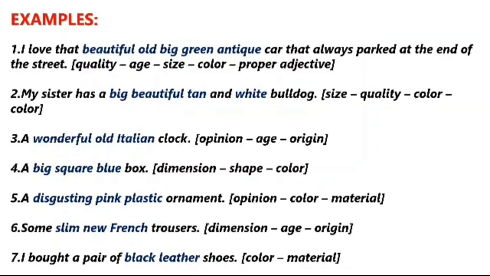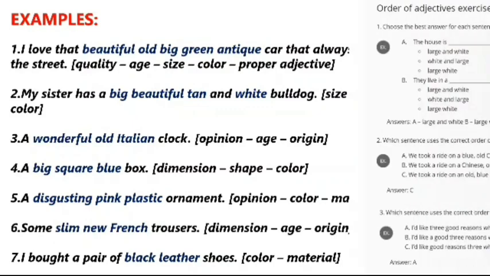Opinion, age, origin. Fourth, a big square blue box. Dimension, shape, color. Fifth, a distinguished pink plastic ornament. Opinion, color, material. Sixth, some slim new French trousers. Dimension, age, origin. Seventh, I bought a pair of black leather shoes. Color, material. So these are some of the examples. Now after that, let's discuss the exercise that I have inserted.